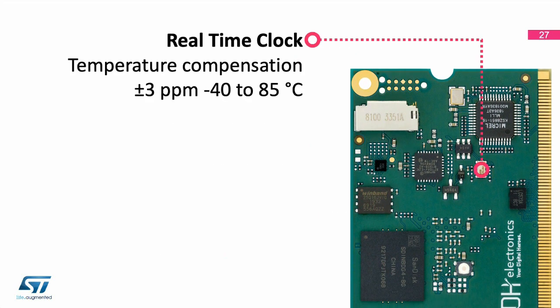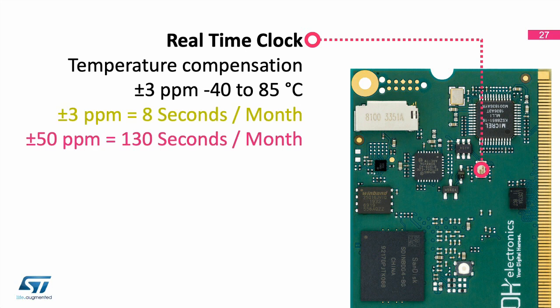An additional feature of this DHCOM module is its real-time clock. Here we're using a dedicated real-time clock because it's very precise, and it has an accuracy of 3 ppm over the temperature range from -40 to +85 degrees. And to give you some numbers here, this is like an off time over a period of a month of about 8 seconds. And compared to another real-time clock, which might not be temperature compensated and therefore might reach numbers of up to 50 ppm, in that use case you can reach off times of up to 130 seconds. So there's quite a huge difference here.